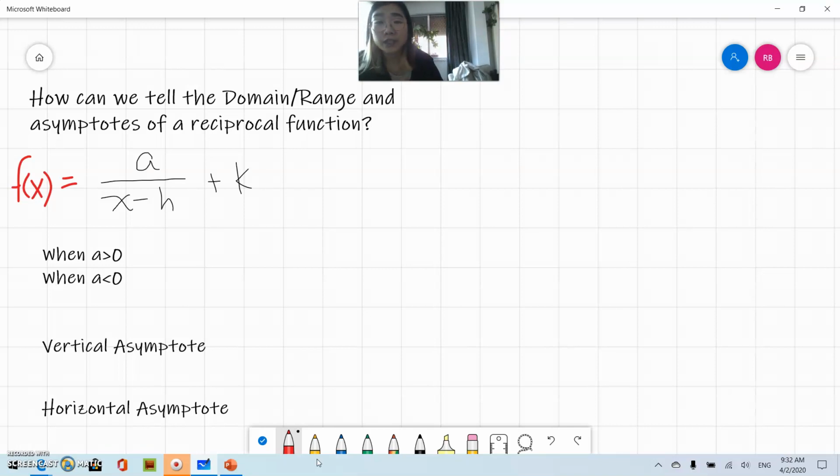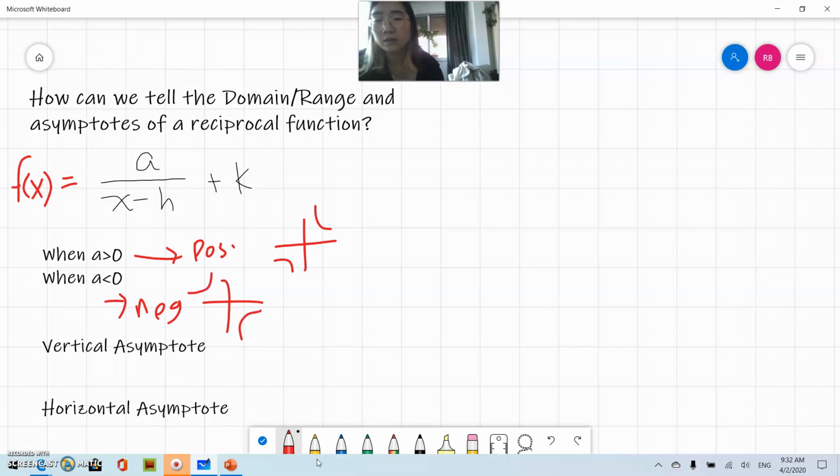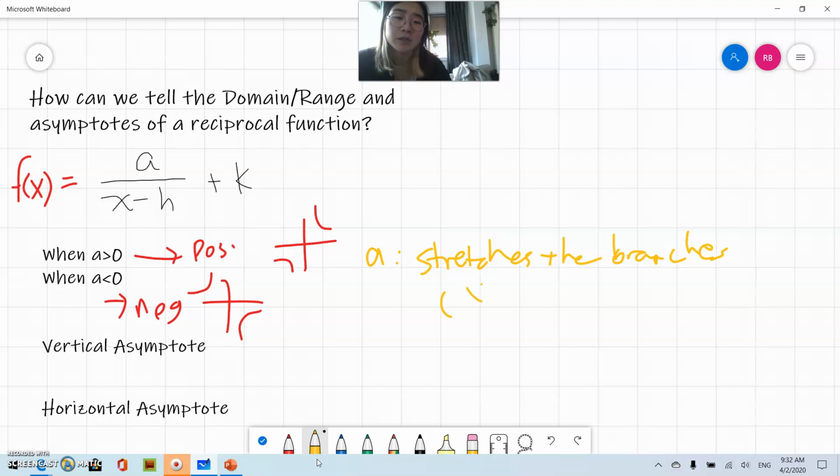So the reflection is part of this a. If a is a positive number in this case, then your graph looks like this, right? But if a is negative, your graph looks like this. Okay, so that's all you need to know about a. And a stretches the branches. So basically, multiply a to the parent function y value. If you don't know what that means, you can just plug it in.